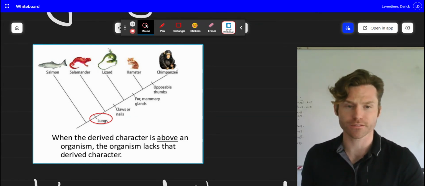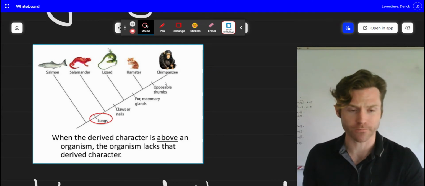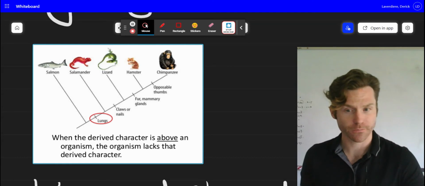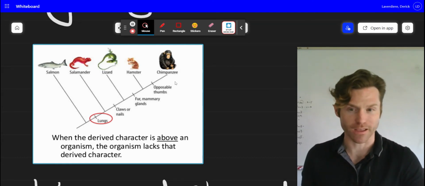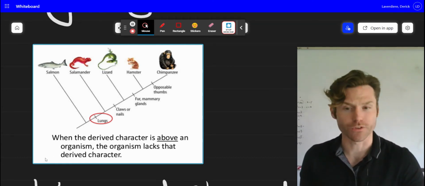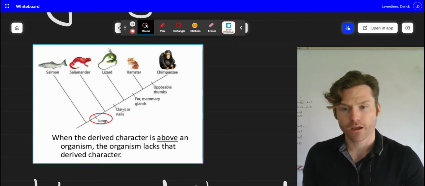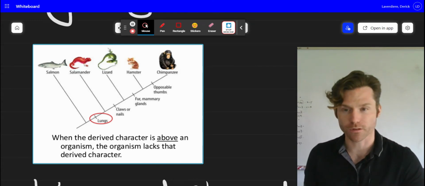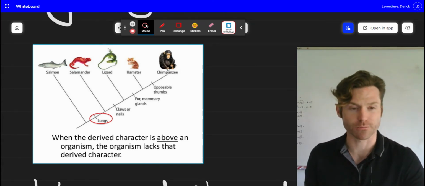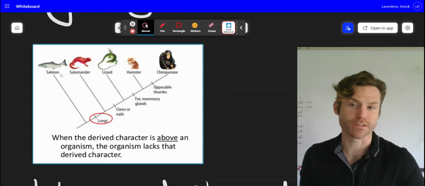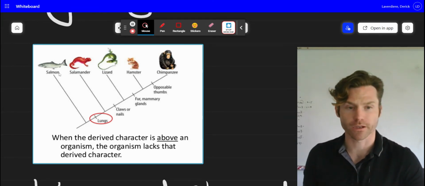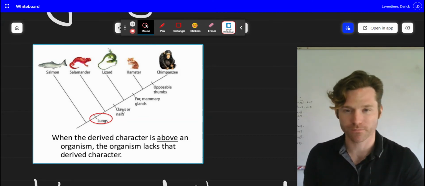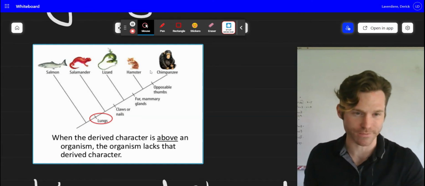And so in this line of common ancestry, we assume that the salmon came first, because everything after the salmon has lungs, everything before the salmon will not have lungs. Okay? If we look at claws and nails, right, everything to the right has claws. So lizards have claws, hamsters have claws, and chimpanzees have claws. Salamanders and salmons do not have claws. Right? And so claws showed up right here, and because we keep traits, everybody after they show up still has them. Right?